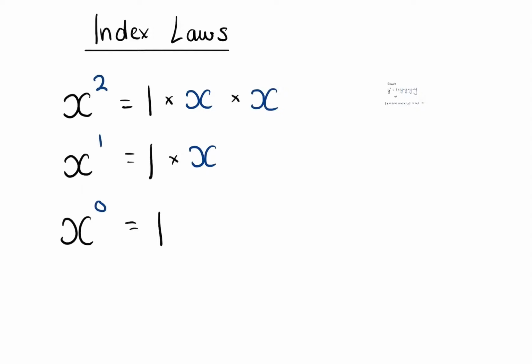Okay, I thought it'd be good to do a little reminder on index laws. So just what I've written out here, x squared is 1 times x, we have two x's for the x squared. X to the 1 says 1 times x. And x to the 0, anything to the power of 0 is just 1.